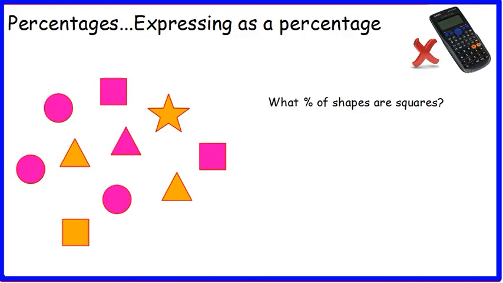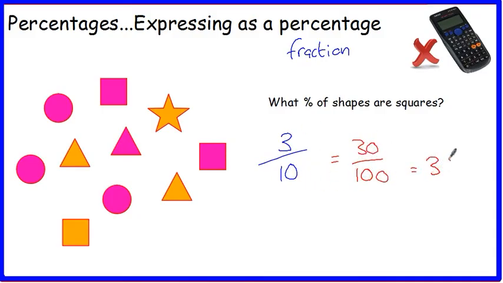What percentage of the shapes are squares? Count the squares. 1, 2, 3. And every time I'm asked to find a percentage, I always go to my fraction first of all. So squares is 3 out of 1, 2, 3, 4, 5, 6, 7, 8, 9, 10. Now I just know that one is 30%, but before I do that, I'll probably do this. Get it over 100 for your percent, times 10 times 10, which is 30%.